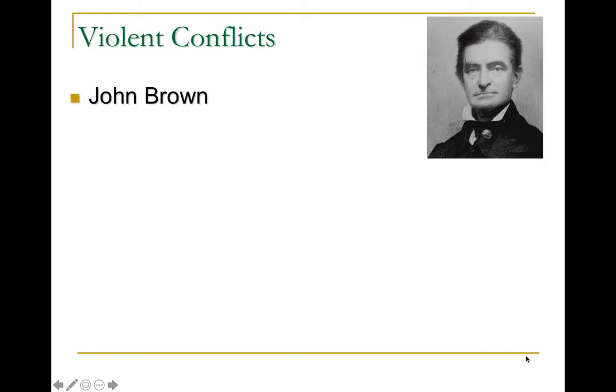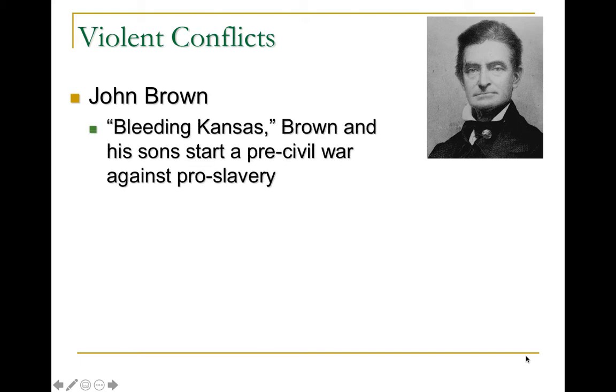Violent conflicts, such as John Brown. This is known as Bleeding Kansas. John Brown and his sons started kind of a pre-Civil War against pro-slavery individuals. And so as Kansas is opening up the issue of popular sovereignty and people are moving to Kansas to vote in the election to see if it'll be a pro-slavery state or an anti-slavery state, he moves there as well and starts a violent crusade.